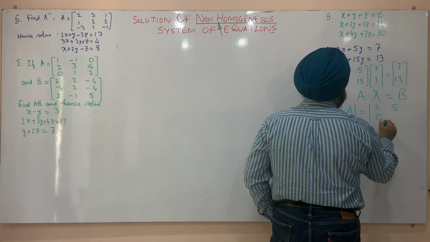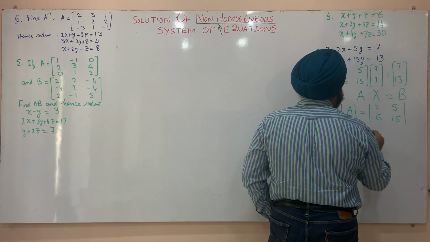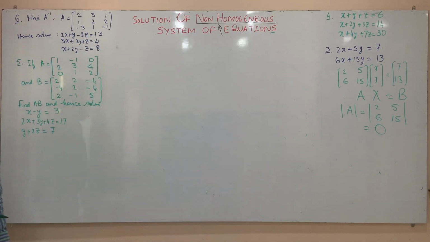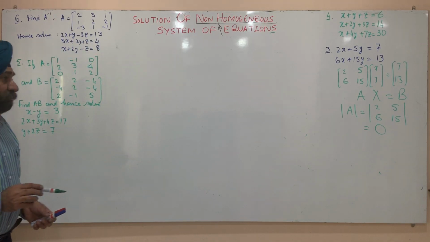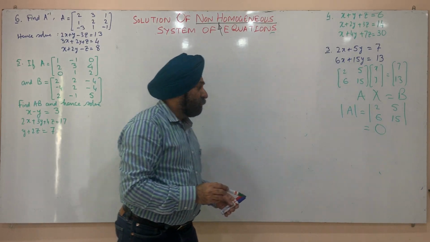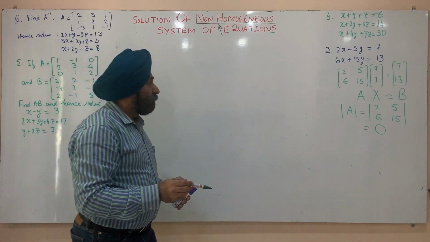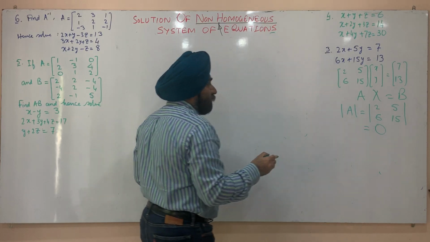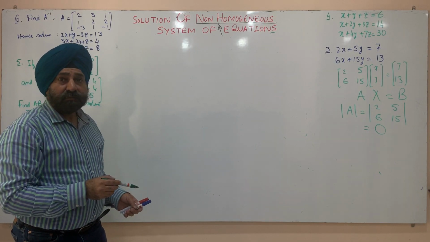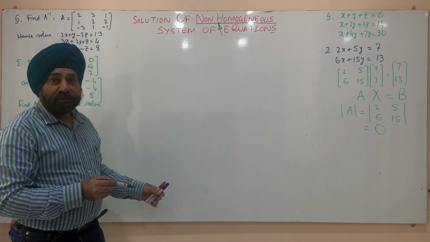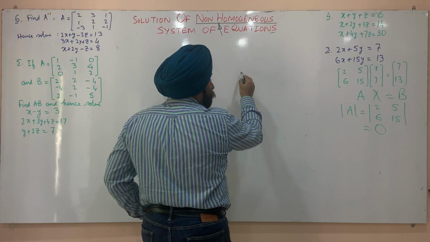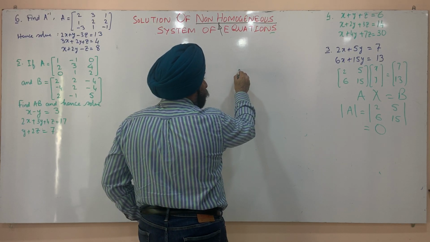We find out determinant of A. Determinant of 2, 5, this is 6 and 15. This is 0. So determinant of A 0 means that unique solution does not exist, but we may have one of two cases. Either the system is inconsistent or it's consistent with the infinite number of solutions. So this is determinant of A is equal to 0.